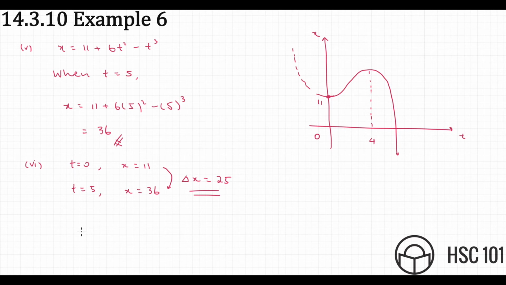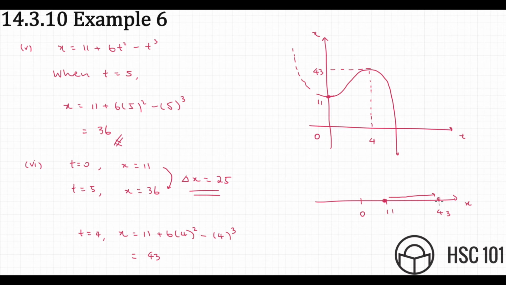Okay, so just as an extra, when t equals 4, my x value is going to be 11 plus 6 times 4 squared minus 4 cubed, and that's actually going to give us x equals 43. Okay, so that's going to be this stationary point right here. If I draw this on the number line, some people prefer looking at the number line. My particle starts at x equals 11, and then from 11, my x value increases towards 43, right? So I have moved from x equals 11 all the way to x equals 43, and that took 4 seconds.